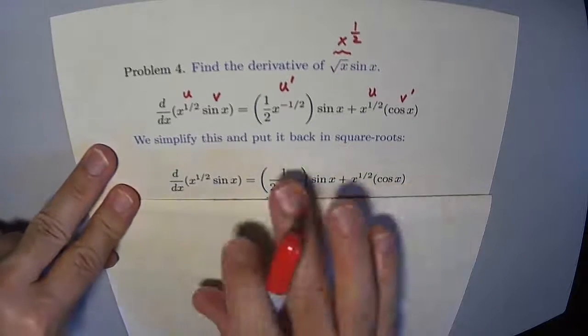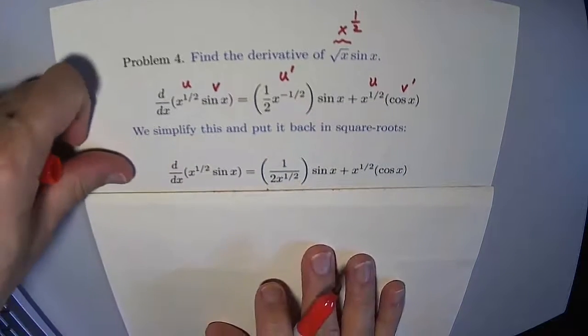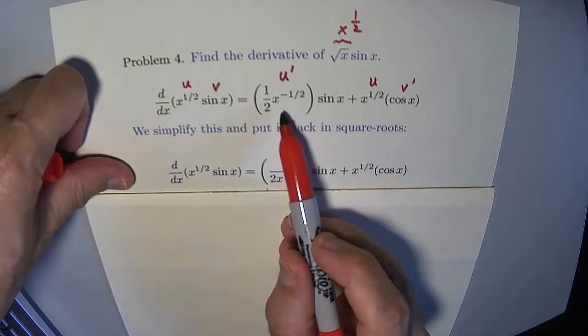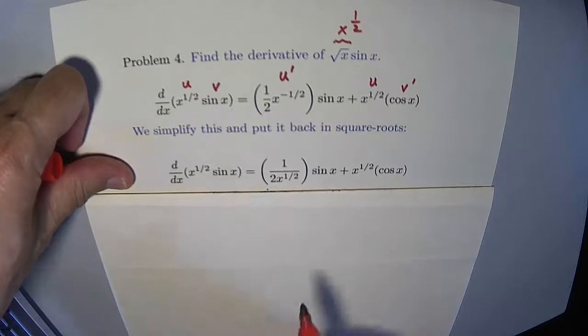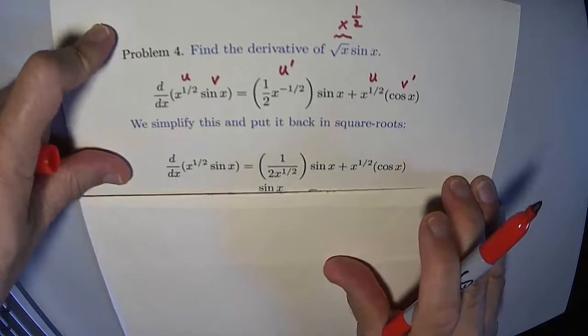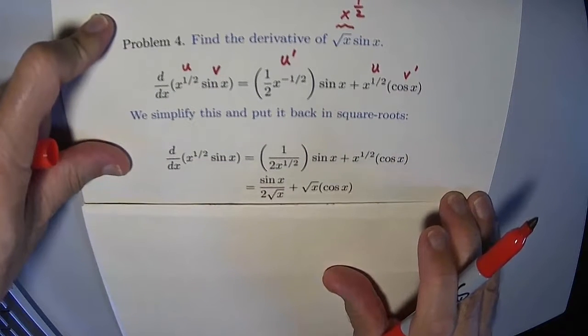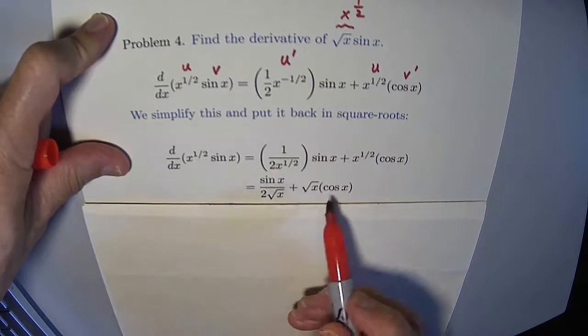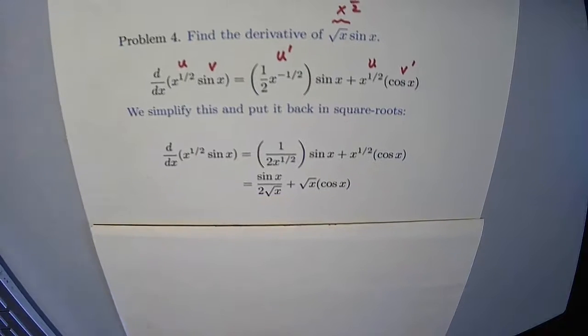Here, instead of leaving the answer like that, which is a little bit messy, I'll simplify by writing the negative power as a positive power in the denominator, and then put square root for power 1/2 and get this answer for the problem.